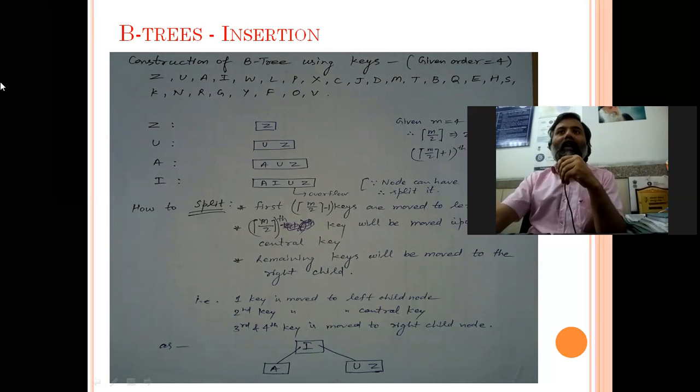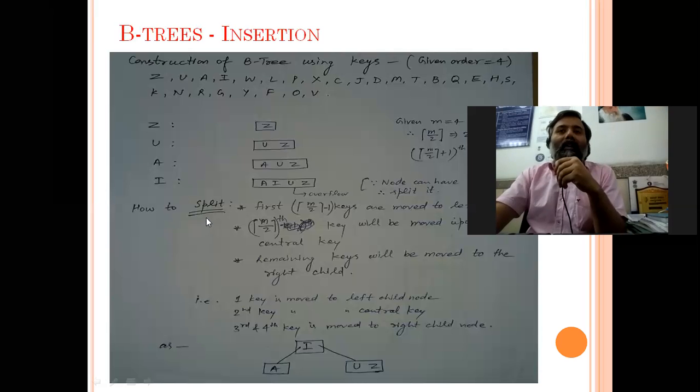Now suppose the order of the tree is 4, then there may be a maximum of m minus 1 keys, that is 4 minus 1, that is 3. Only three key values can be there at most. So it is an overflow condition. So how will we split, how to split?